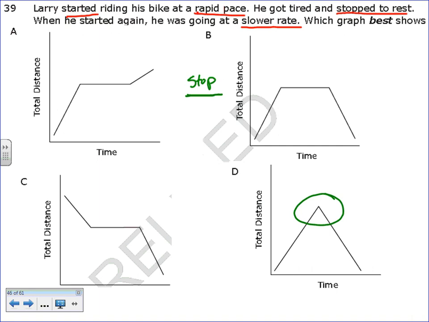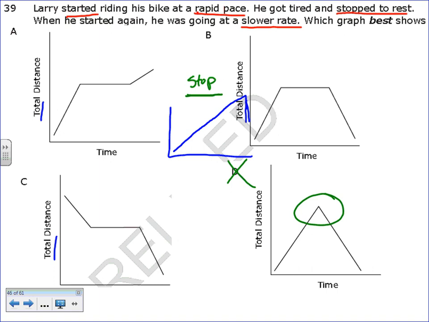This one's out because does he ever stop? No. Now the other 3 pictures all have him stopping. The other thing that we need to notice is that this represents total distance. So if I'm riding my bike, the more time I pass, what's going to keep happening to my distance? Increasing. Total distance.